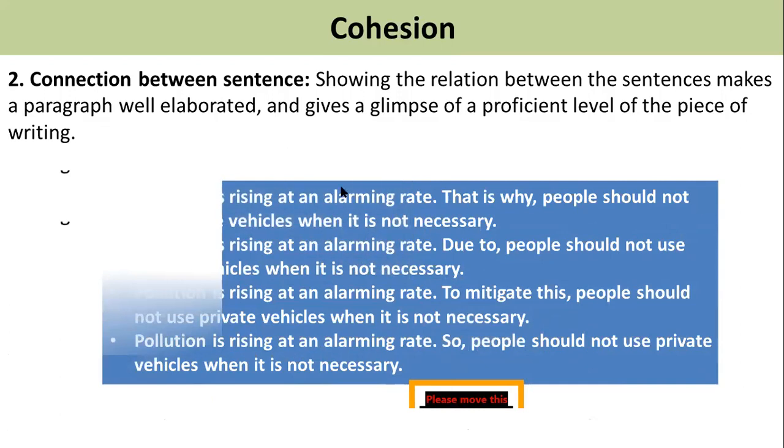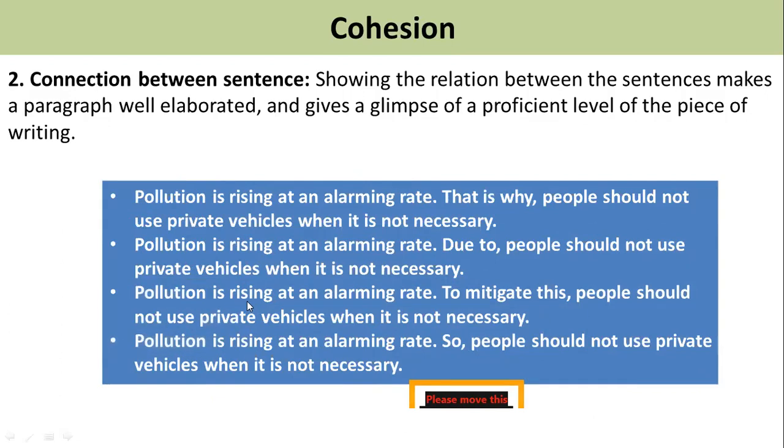There are 3 to 4 examples actually. Just tell me which one of these is correct. There are 4 sentences I have written. Tell me which sentences are adequately connected to each other. First: Pollution is rising at an alarming rate. That's why people should not use private vehicles when it is not necessary. Second: Pollution is rising at an alarming rate due to, comma, people should not use private vehicles when it is not necessary.